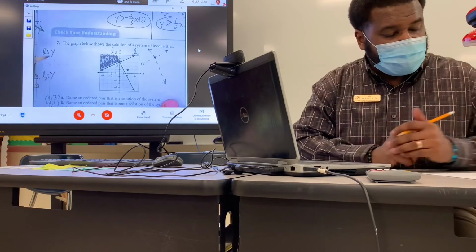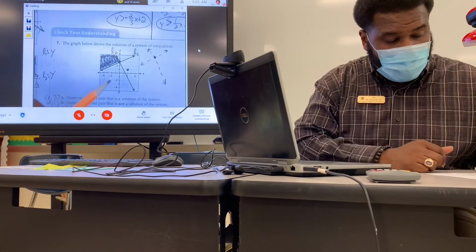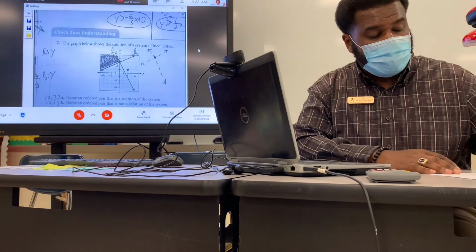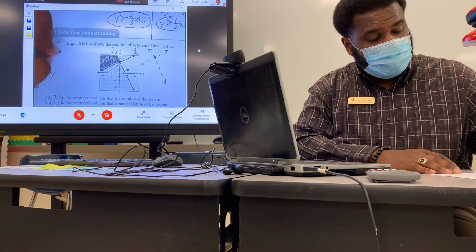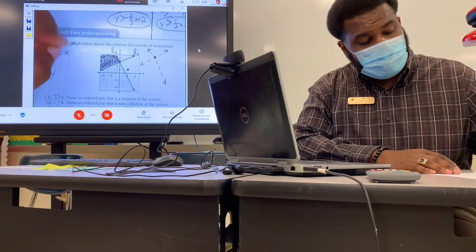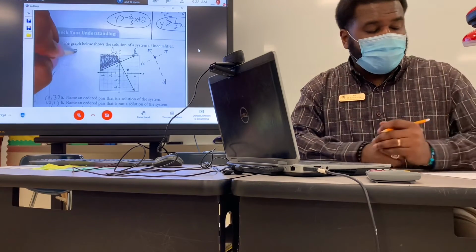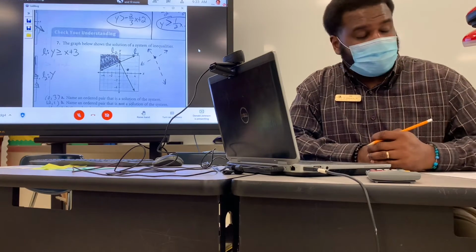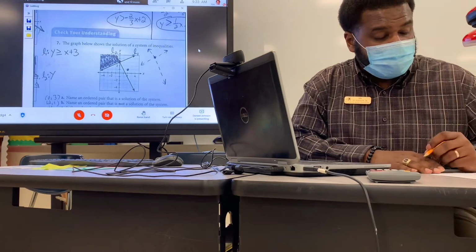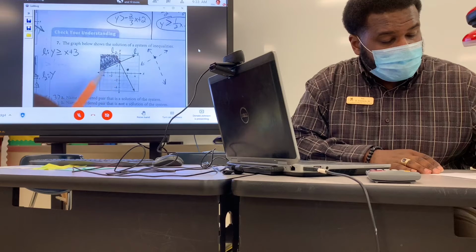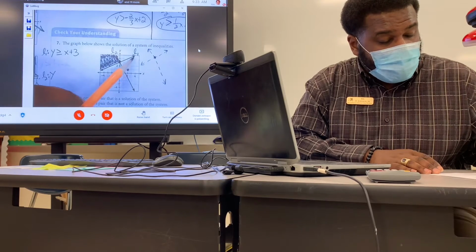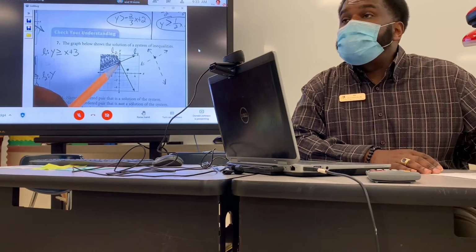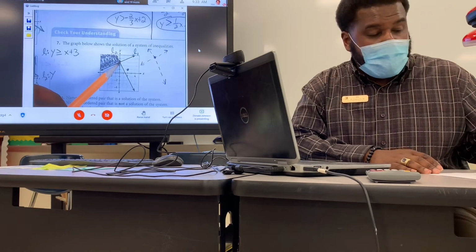Jolie, would you like to give us the inequality for L sub 1? Y is greater than or equal to x plus 3. Jolie says y is greater than or equal to x plus 3. Let's examine that. The most straightforward thing we see is it crosses the y-intercept at 3, so we know it's going to have to end with plus 3.